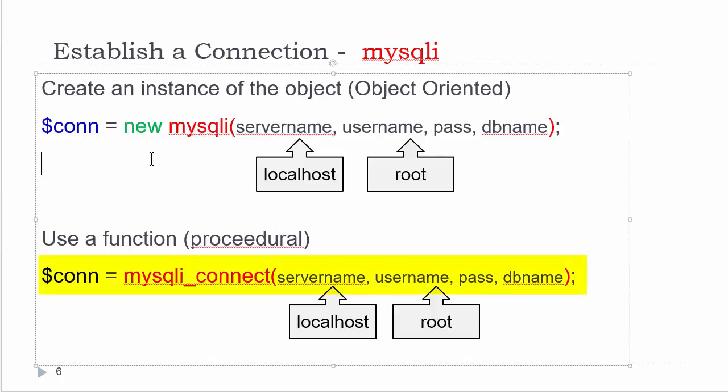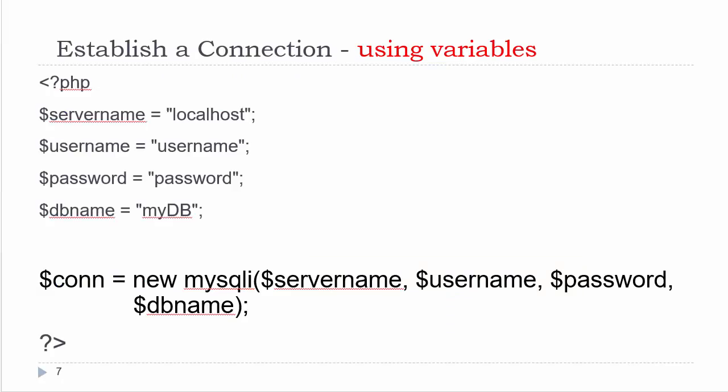Should you use the procedural MySQLi, you would be using the MySQLi_connect function, which would take those same 4 parameters. Now you can hard code the names in there, or you can set up variables. So this is a little bit more efficient. Here we have the object-oriented approach where we're storing the values in the variables, and when we set up the connection object, we are using the variable names.